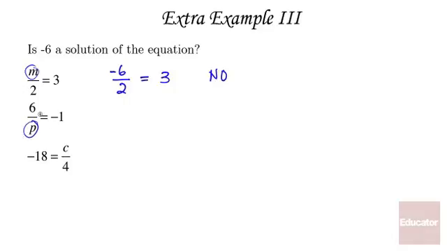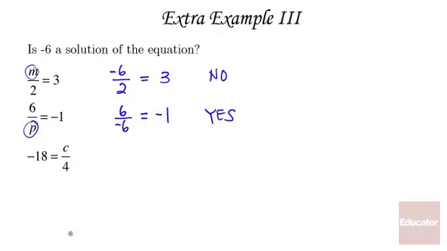The next one, here's my variable. So 6 over, in place of the variable, negative 6. Well, I know that 6 divided by 6 is 1. So 6 divided by negative 6, negative 1. Well, only one negative sign when you're dividing numbers. So that makes this negative. So this one is, yes, this one is true.